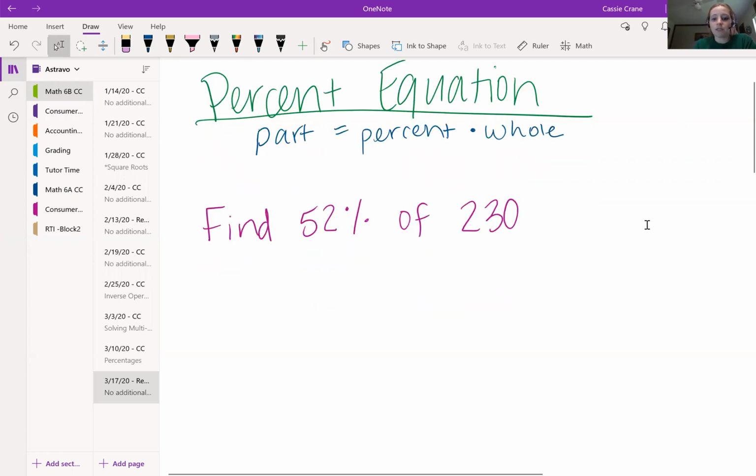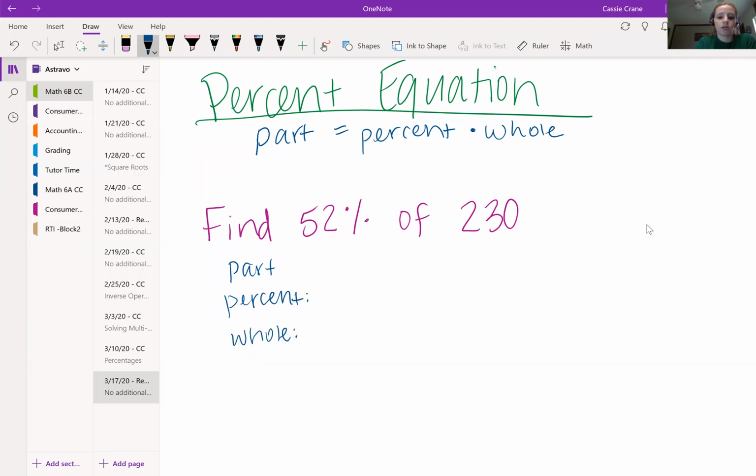It says find 52% of 230. So I'm going to find the part, the percent, and the whole, and then plug those into my percent equation and solve. The first thing it gives us is 52%. That's obviously the percent, so I'm going to write that here. But again, we always want to write our percentages as decimals when we're using the percent equation. So I'm going to convert it to a decimal. To do that, I can divide by 100, or I can move the decimal point 2 places to the left. Either way, it gives me 0.52.